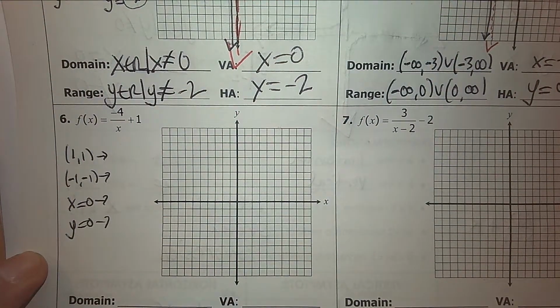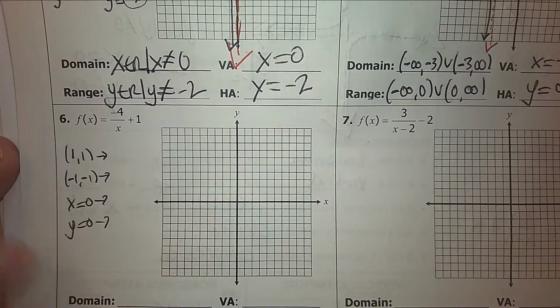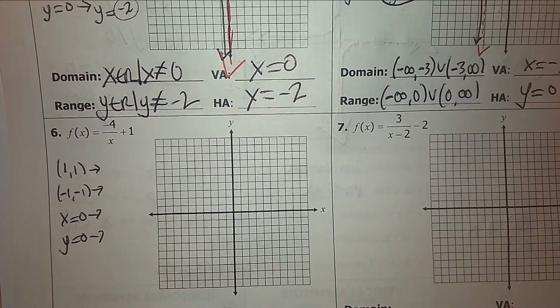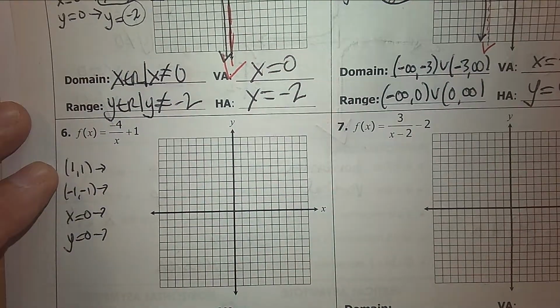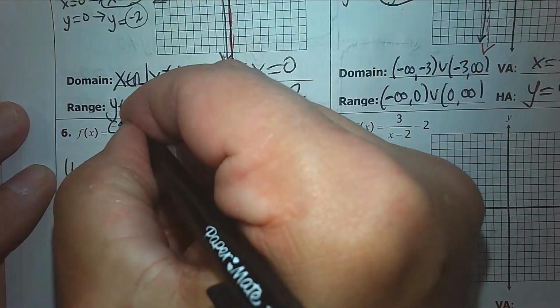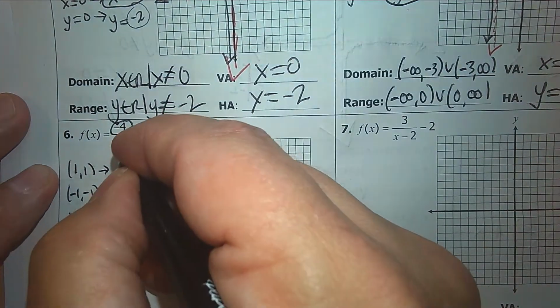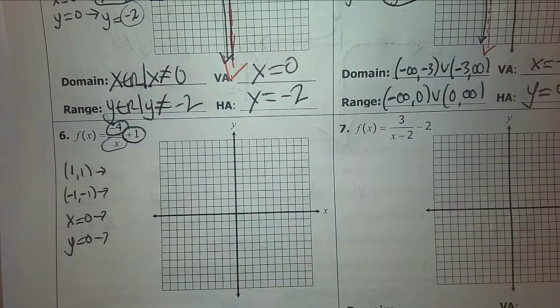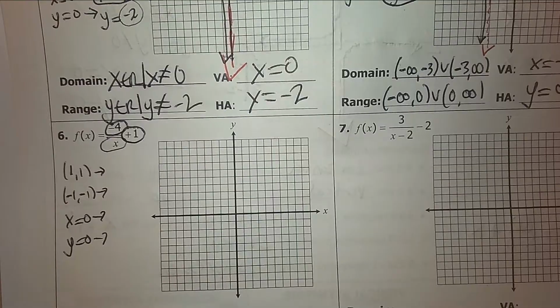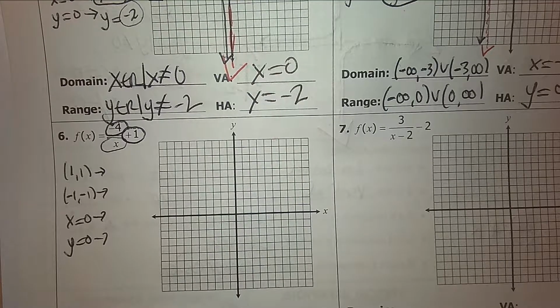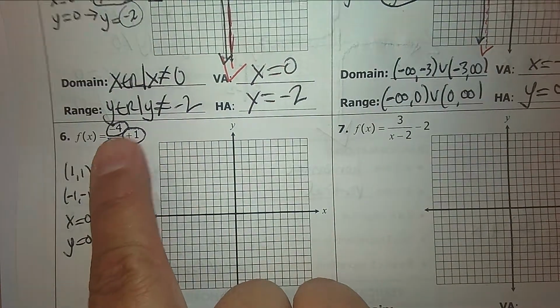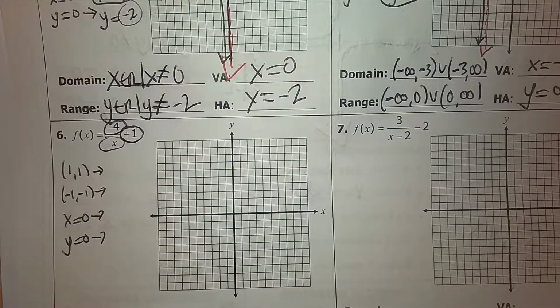Look at the equation. How has it changed? It was just 1 over x. So what's changed? What number do you see in the numerator? And what do you see outside? Do you see any change in the denominator? That means the x's stay the same, and it's the y's that are changing. A negative in the numerator means it's reflected. A 4 means there's a vertical stretch. And plus 1 means it went up 1.